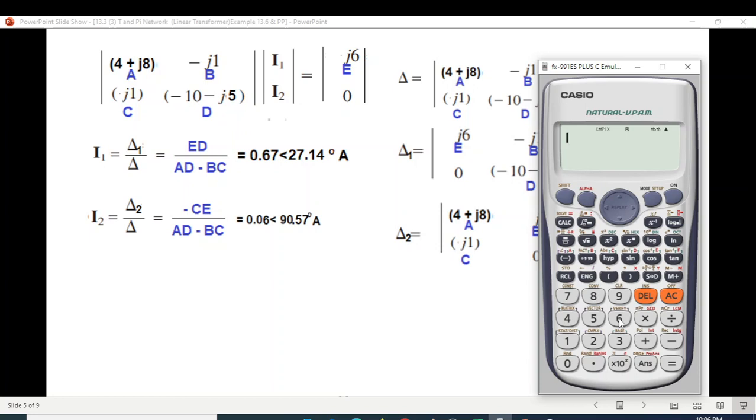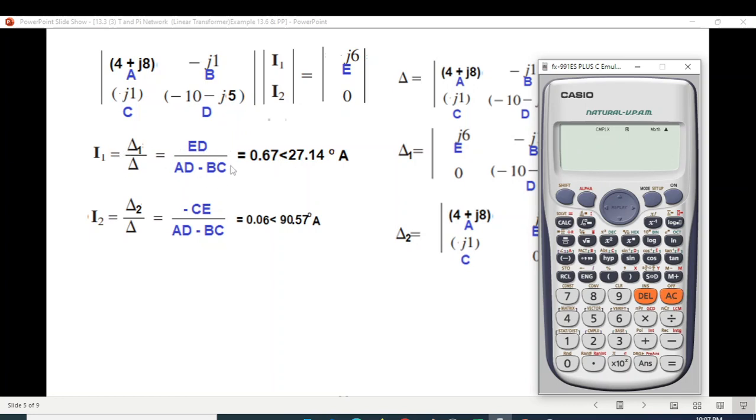So 6I, shift store, and E. This is E. So E is stored. Okay, now we have all the values stored.